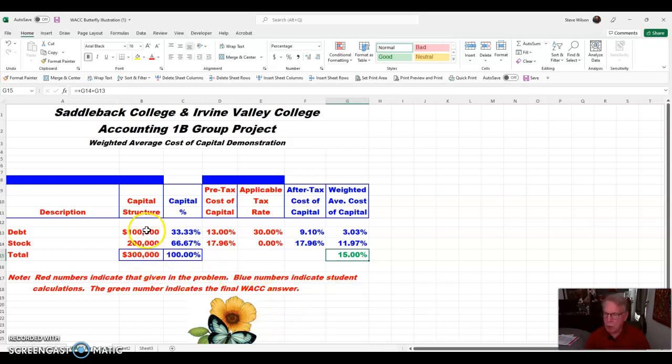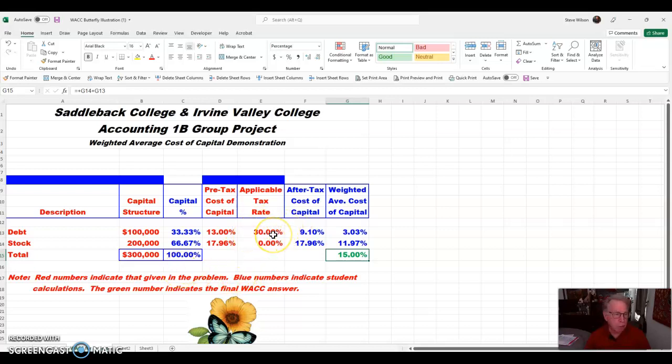We start with 100,000 here, 200,000. We calculate our capital percentages the same way. But our pre-tax cost of capital is a little different. It's 13% for debt and 17.96% for stock. Okay, that's a pretty precise percentage. I needed to do that to make this 15% come out exactly 15%.